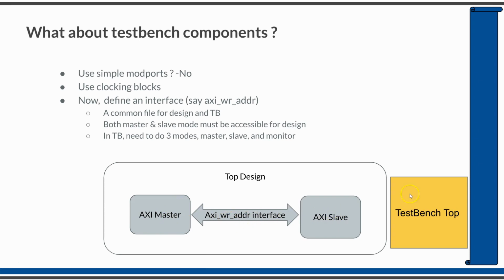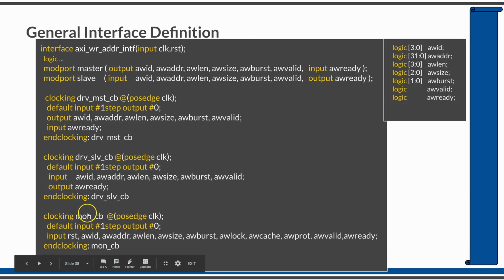So there is nothing to drive from this top level test bench into this AXI interface, but the design needs to monitor, needs to snoop this interface and see what is happening in this interface, so that it can check different transactions. So for that mode, you need to define a monitor clocking block, and in that monitor clocking block, all your signals will be defined as input directions.